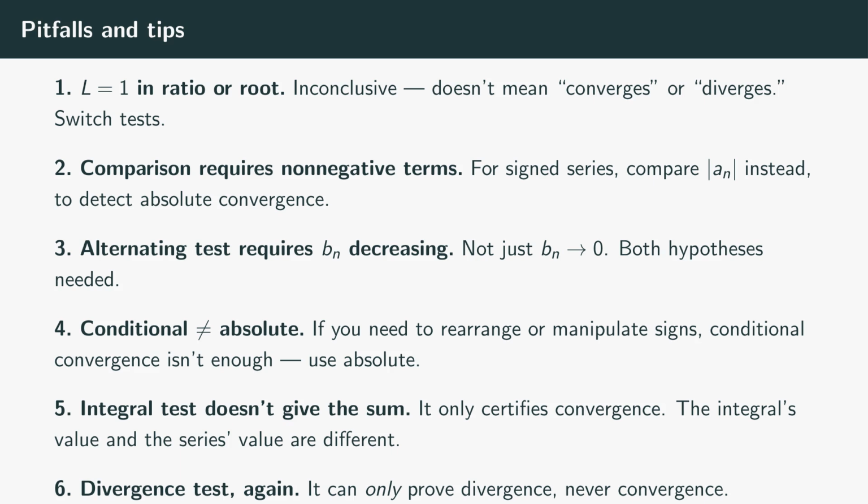6. The eternal reminder. The divergence test can only prove divergence. If a sub n approaches 0, the divergence test alone gives no information. You need another tool, always.